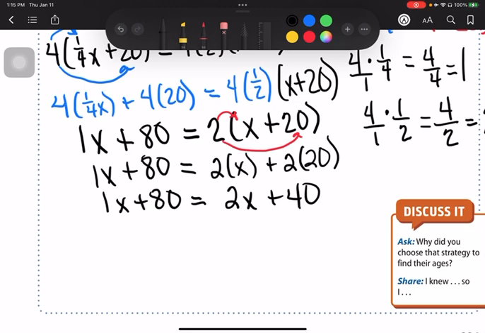Okay, so I'm going to subtract my 1x from both sides because my coefficient is larger on the right. Okay, so this will cancel. So now I have all my variables on one side. Okay, so now I want to bring my constants on the other side. Okay, so now I'm going to subtract 40 from both sides.